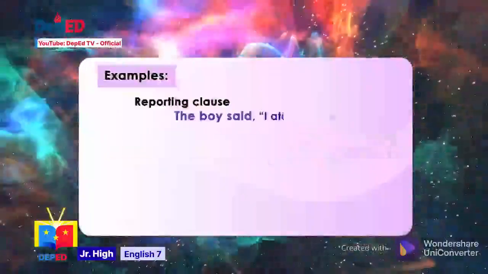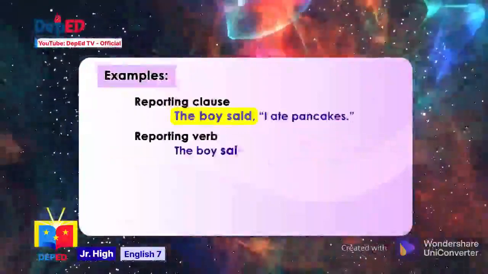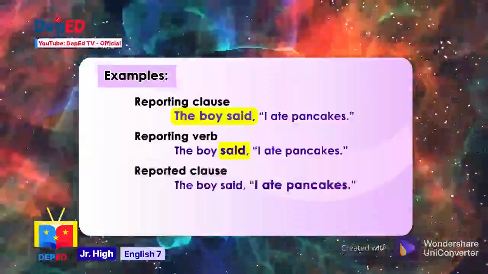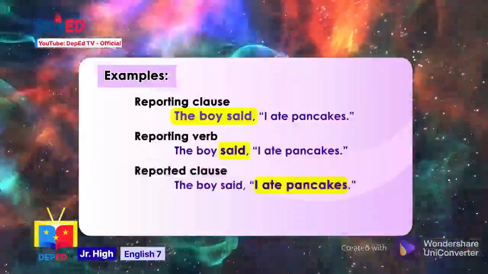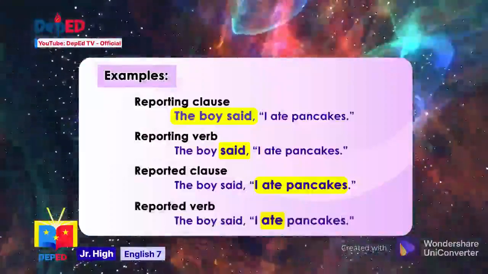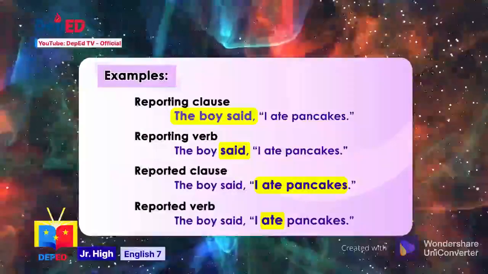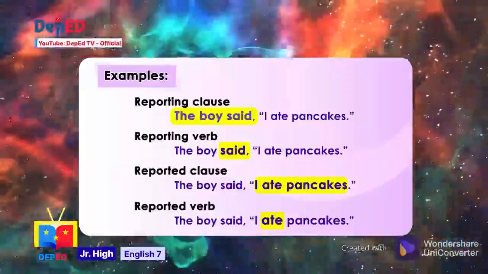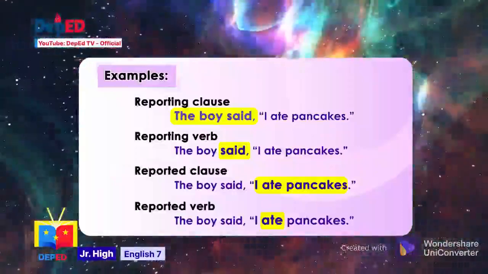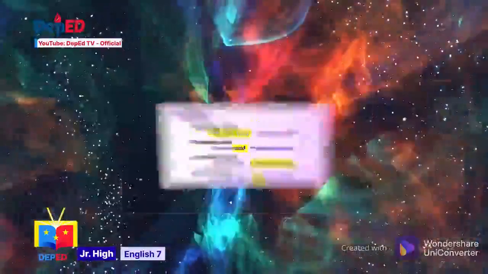Examples. Reporting clause. The boy said, "I ate pancakes." Reporting verb. The boy said, "I ate pancakes." Reported clause. The boy said, "I ate pancakes." Reported verb. The boy said, "I ate pancakes." The reporting clause in this sentence is, the boy said. The reporting verb in this sentence is, said. The reported clause in this sentence is, I ate pancakes. And the reported verb in this sentence is, ate.